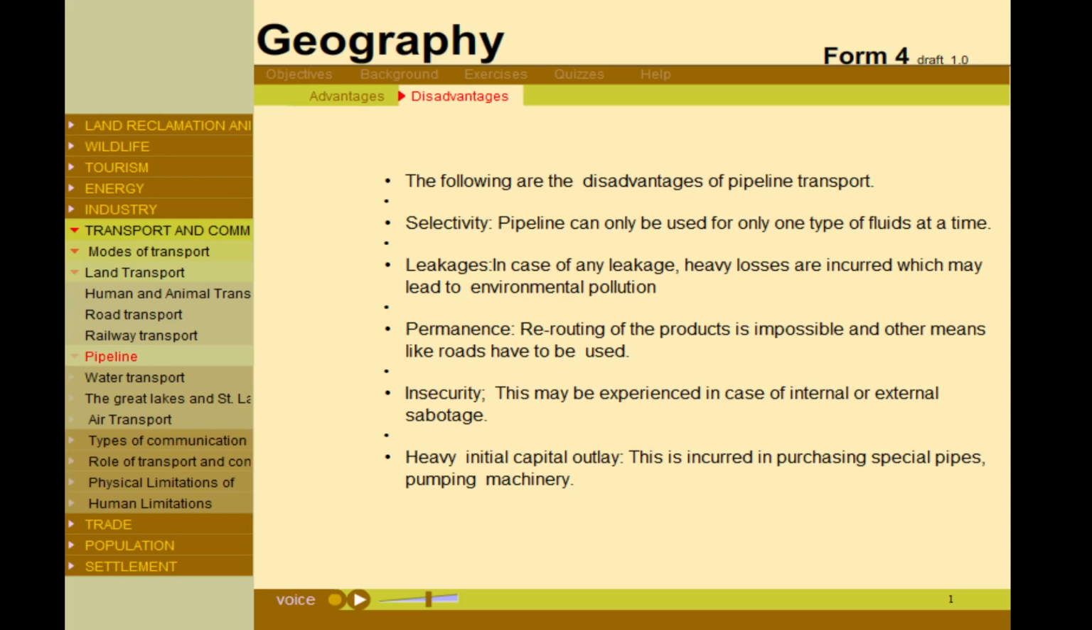Water transport. Water transport comprises all movement of goods and people over waterways. The waterways fall into two categories, namely sea and inland waterways. For this session, we shall get started by discussing sea waterways.